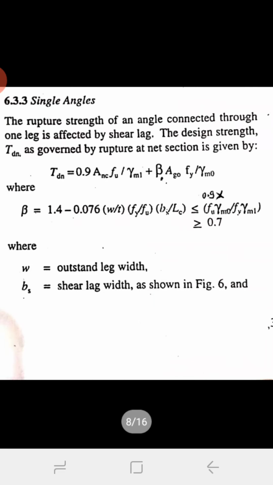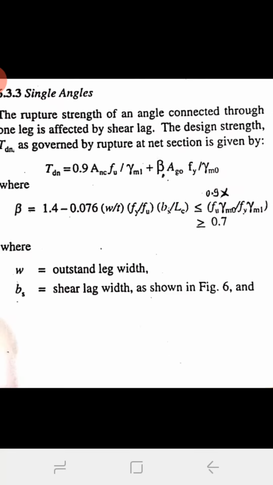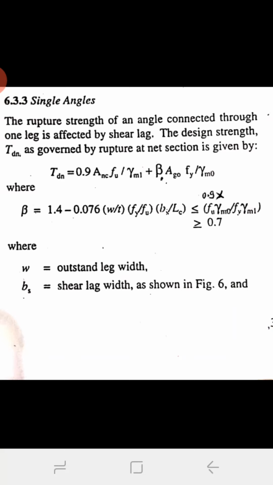On this page, this formula you're having, for single angles, the rupture strength of an angle connected through one leg is affected by shear lag. The design strength TDN as governed by rupture at neck section is given by this formula. Please look at this formula. The formula is given as 0.9 ANC Fu divided by gamma M1 plus beta AGO Fy divided by gamma M0, and beta is a correction factor for shear lag.